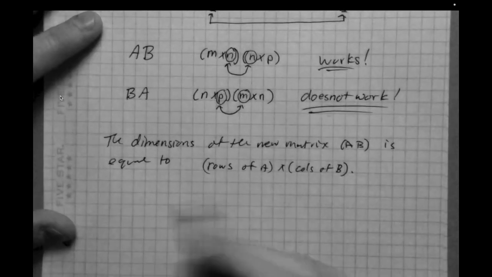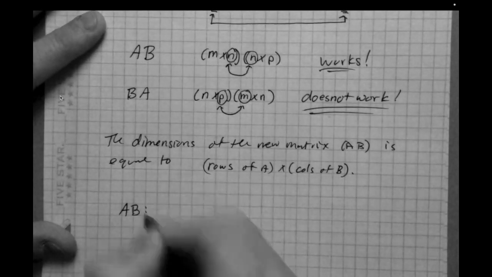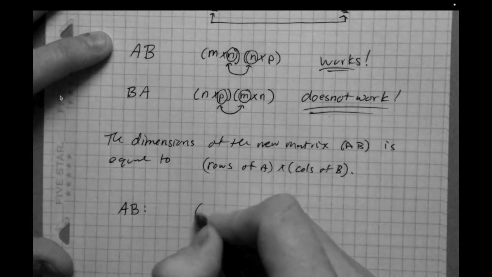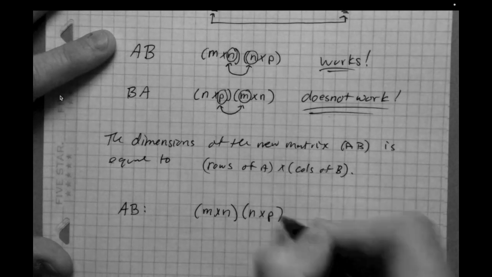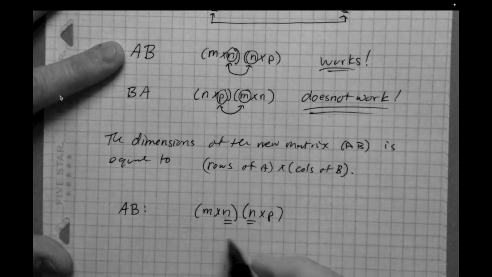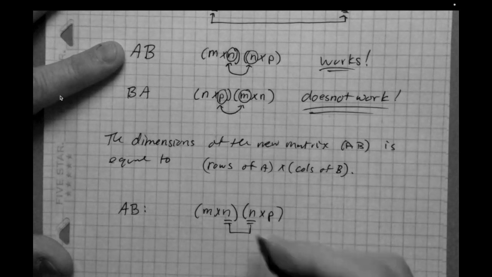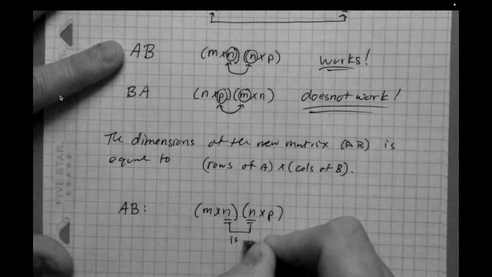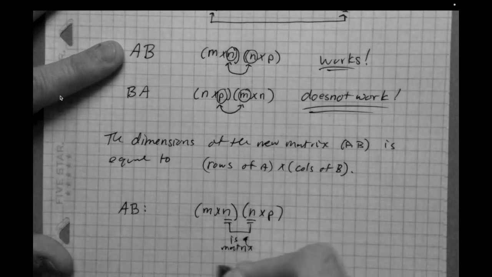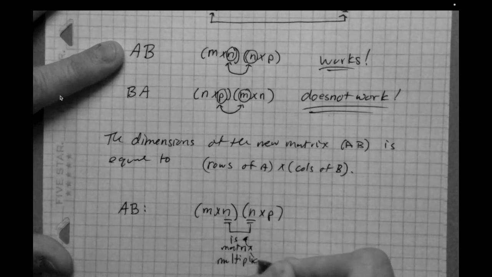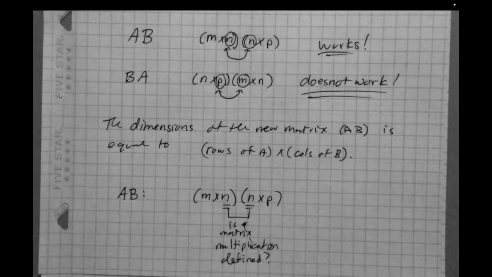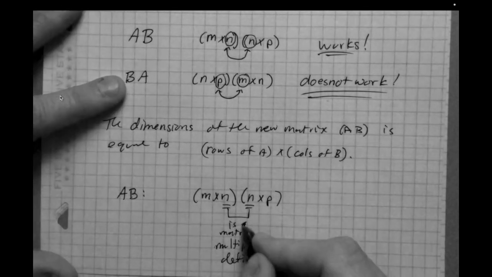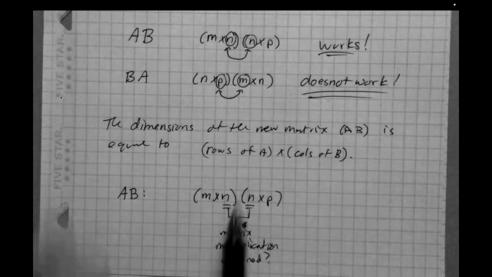Okay, so let's talk this out. We can summarize all of this nicely. If A is m by n and B is n by p, the inside numbers tell you something. They tell you whether matrix multiplication is defined, yes or no. If they match, then matrix multiplication is defined. If not, you can't do it. That's what the inside numbers tell you.